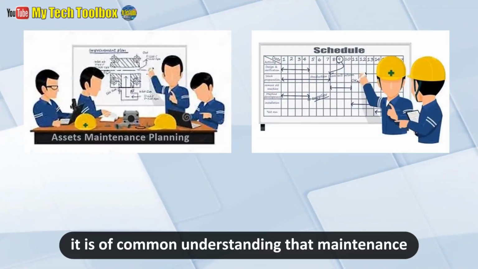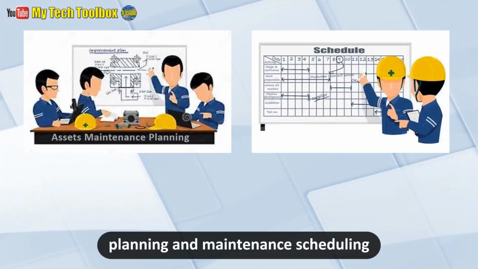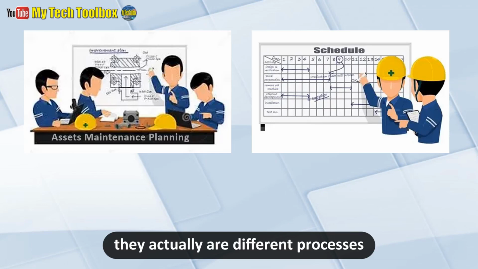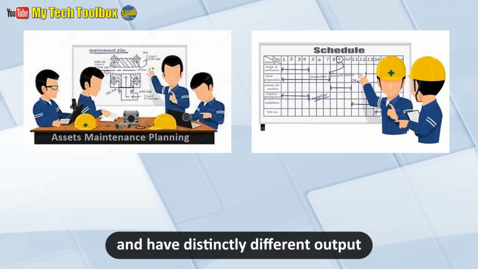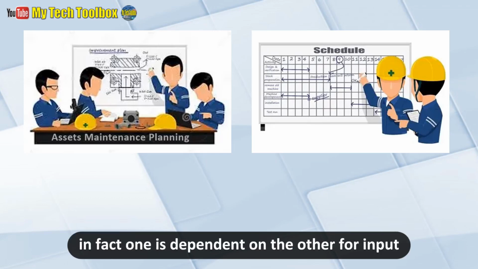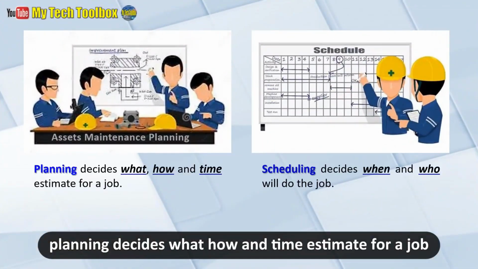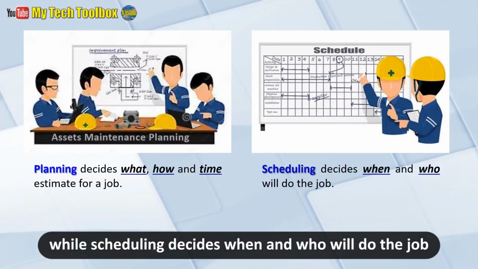It is a common misunderstanding that maintenance planning and maintenance scheduling is only one process. They actually are different processes and have distinctively different outputs. In fact, one is dependent on the other for input. Let's give these two processes a brief definition of their differences. Planning decides what, how, and the time estimate for a job, while scheduling decides when and who will do the job.